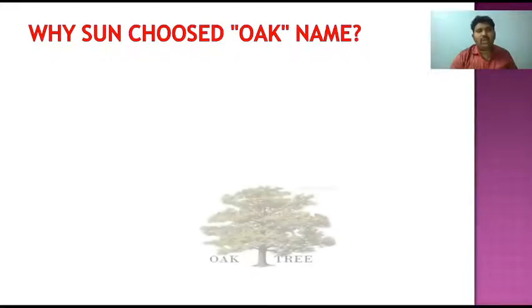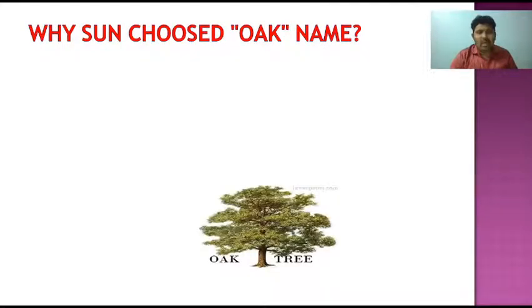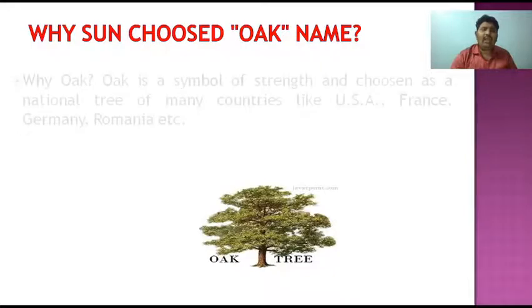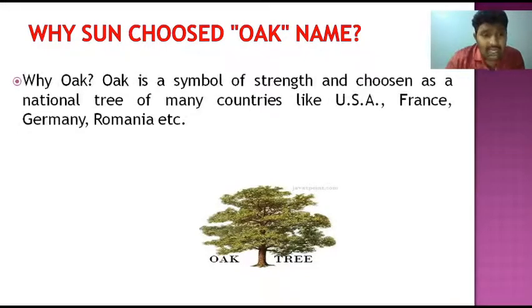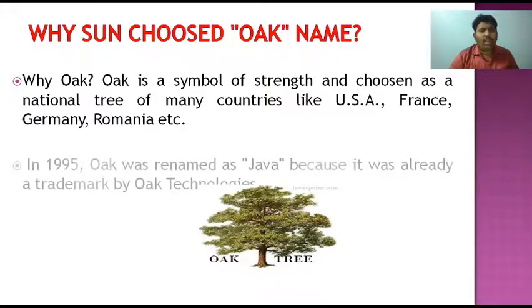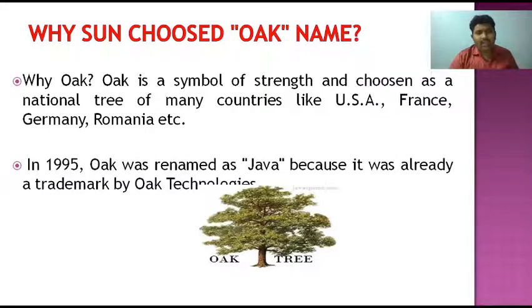Why did they choose this particular name, Oak? The oak tree is a national tree for many countries like Germany, Romania, USA, France. For all these countries, the oak is the symbol for strength. That's why they chose Oak as the name for their programming language. But in 1995, Oak was renamed as Java because it was already trademarked by a different company called Oak Technologies.